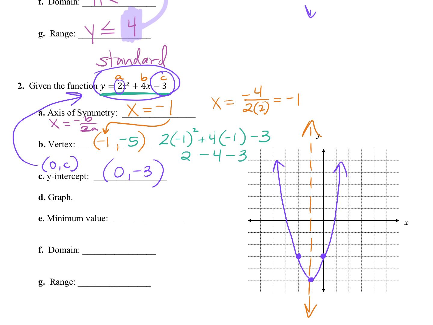Okay, what is your minimum value? -5. It's always your vertex value. Your domain is always all real numbers because you can plug anything you want in for x. And then your range, y is greater than or equal to that minimum value. So again, take note here, vertex, minimum or maximum, and range should all be the same value every time. Okay, vertex, minimum, and range. Questions on that?